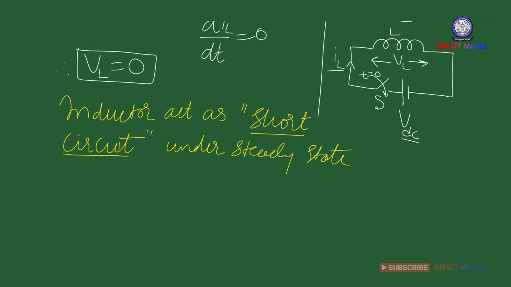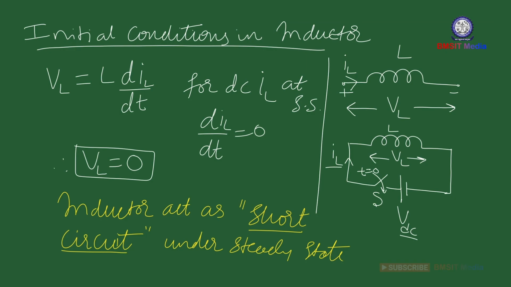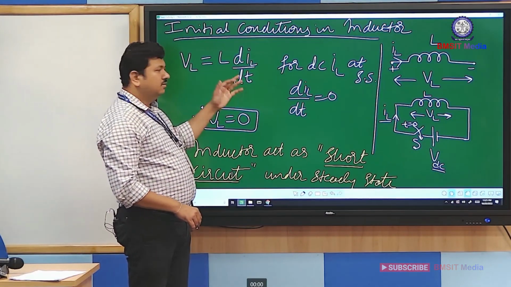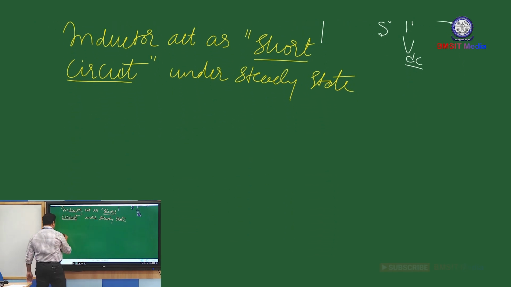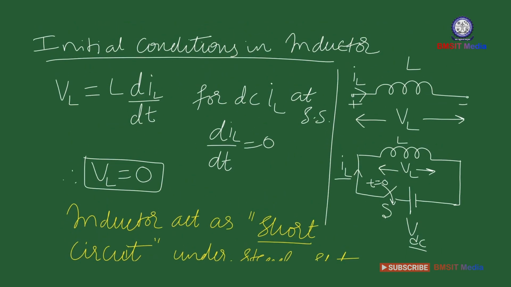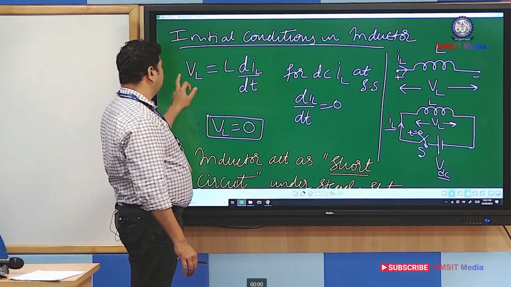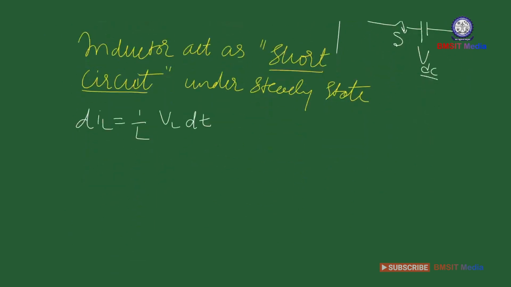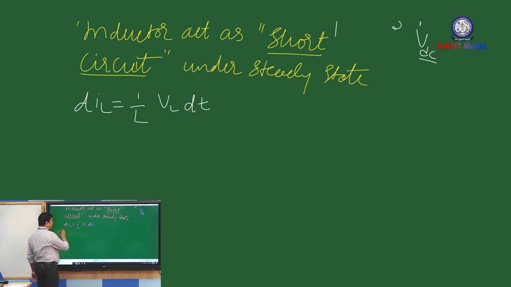If I have to give the current in the inductor, I have this expression VL equal to L dIL by dt. I will rearrange this expression to give the current expression as dIL equals 1 over L VL dt. I want dIL, so dIL equals 1 over L VL dt. Okay. So if I want the expression for current, then I have to integrate this expression.